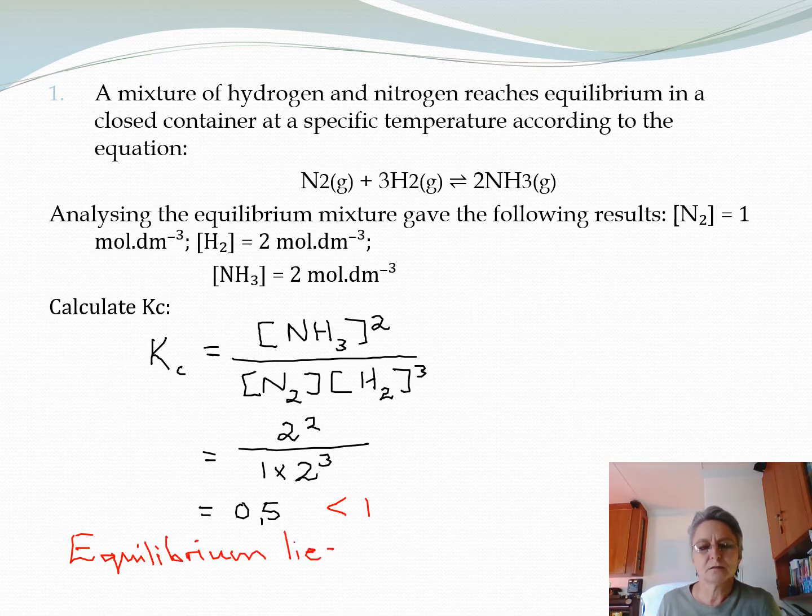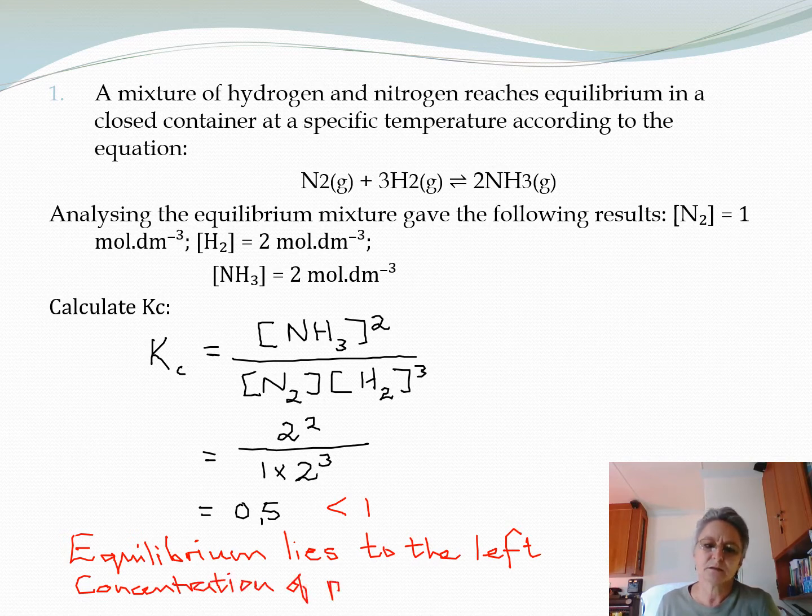Now the meaning of this: because it's less than 1, we know that the equilibrium lies to the left. So the concentration of product compared to the concentration of reactants is lower than that of the reactants.